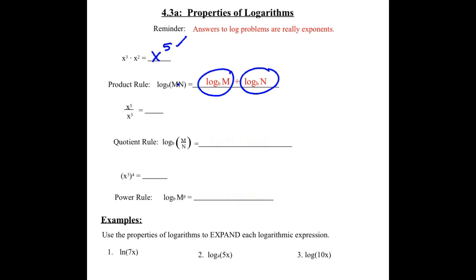Okay. What do we do if it's division? x to the fifth divided by x cubed. We subtract it. So this becomes x to the second. So our rule, if we have division, we're taking the log of m divided by n, we can subtract those two log expressions.